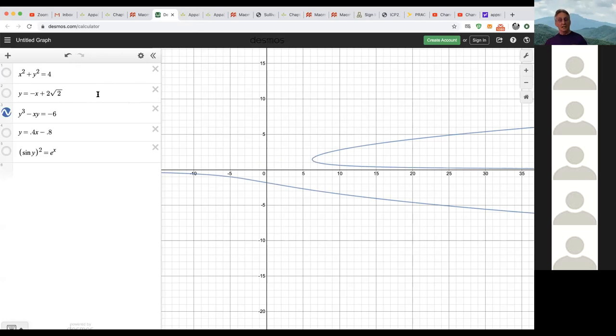Okay? Look at this. This is not a function. It doesn't pass the vertical line test for most of it. Parts of it did, but this is the graph of y cubed minus xy equals -6. And notice at (7, 2), we got a part of the graph, okay? And what is the equation? That's the tangent line there.